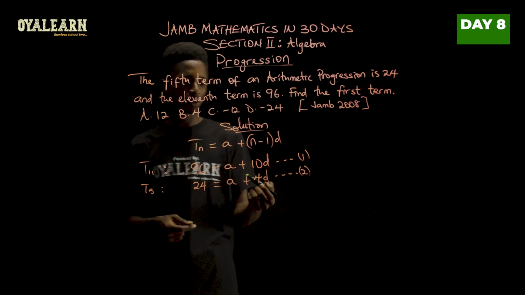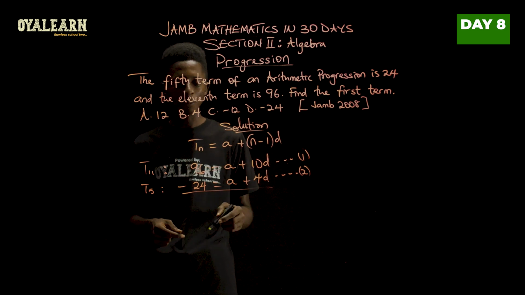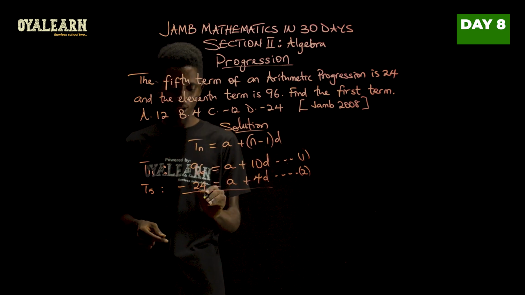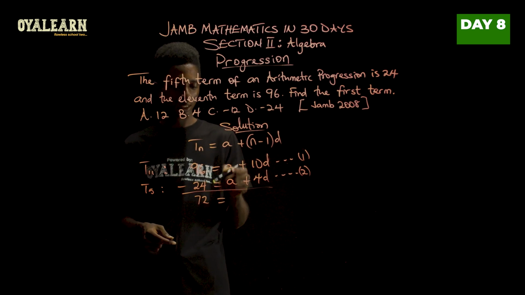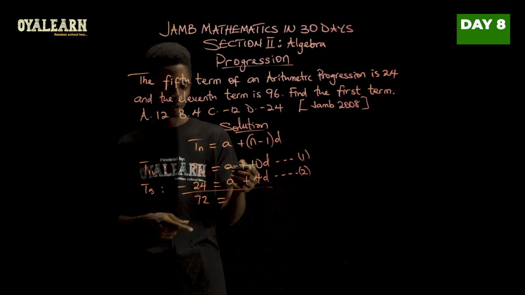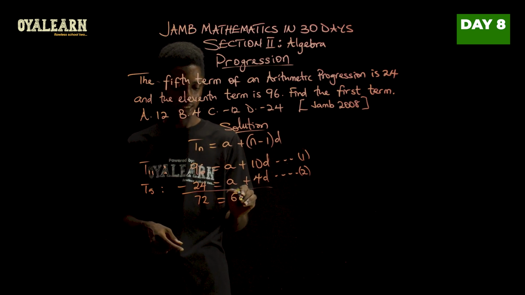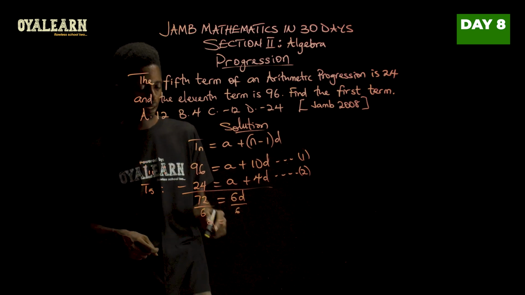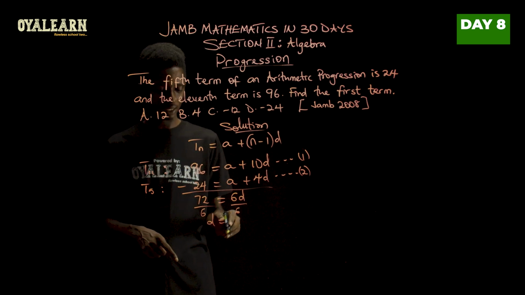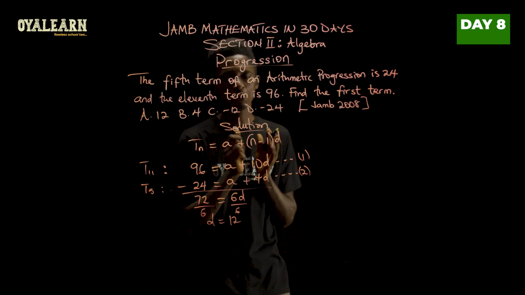We can go by this to get D first. So we subtract equation 2 from equation 1. Now 96 minus 24 will give us 72. So we have 72 equals, now A minus A is 0, while 10D minus 4D will give us 6D. Now dividing both sides by 6, we find that D equals, now 6 will go in 72 12 times. So the common difference is 12.